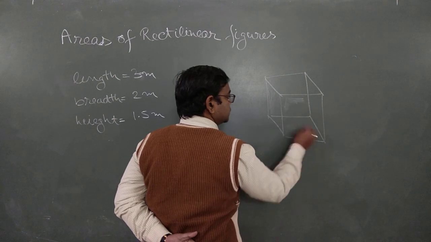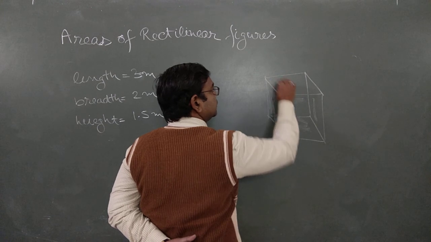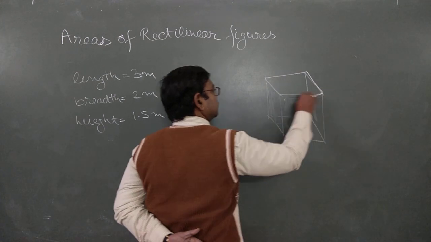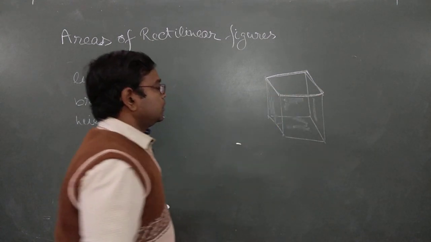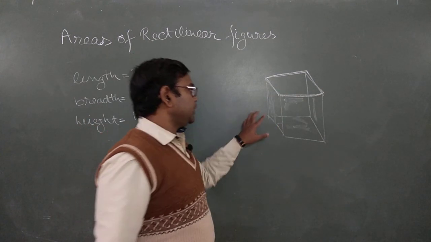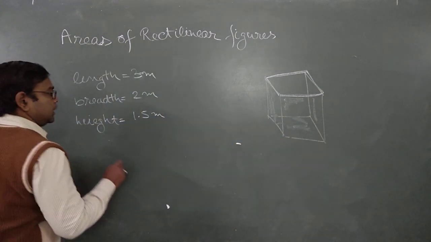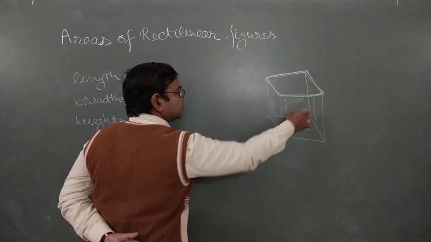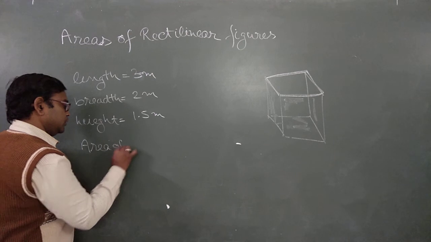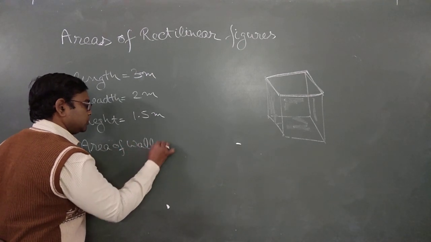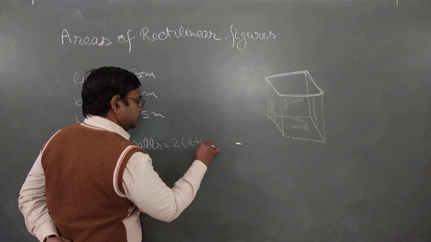This one, this one, this one, all the area, and the back one also. Now only this part is open. So the area we need is all 4 walls plus the floor. First, let's find the area of the 4 walls. Total area of walls equals 2 into (L plus B) into H.